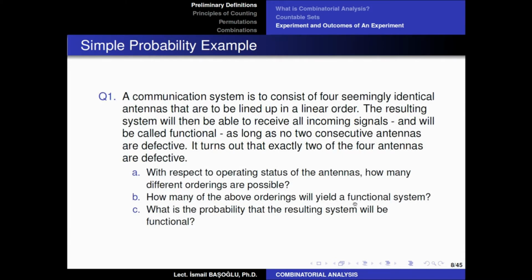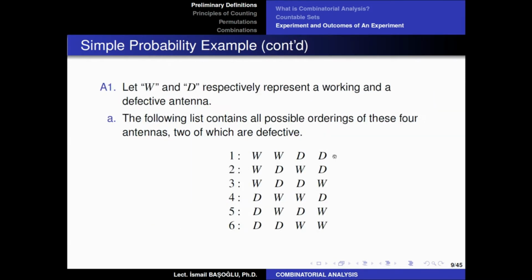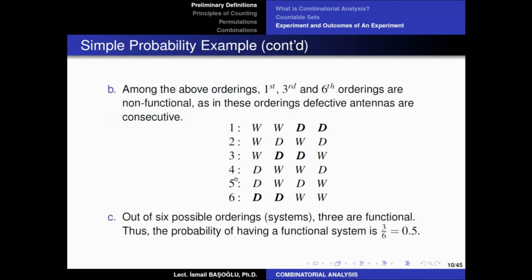How many of the above orderings will yield a functional system, it asks. Here, in the first, the third, and also the 6th ordering, you see that the system will not be functional. Why? Because we have 2 consecutive defective antennas in these systems. However, in the 2nd, 4th, and 5th systems, we have defective antennas separated by at least 1 working antenna in between. So the first, third, and 6th systems will not be functional. They are going to be non-functional. And the 2nd, 4th, and 5th systems are going to be functional.